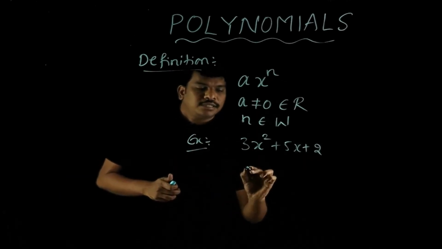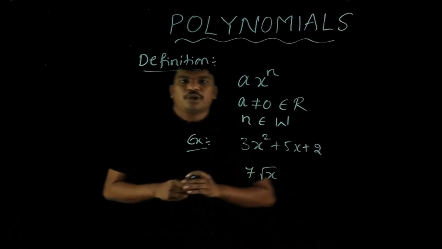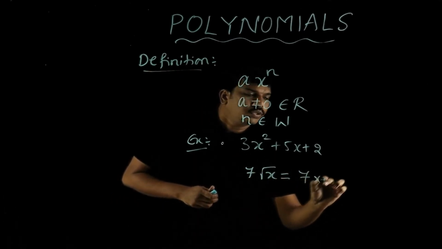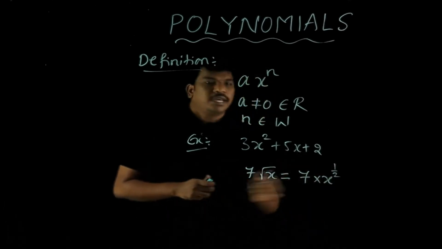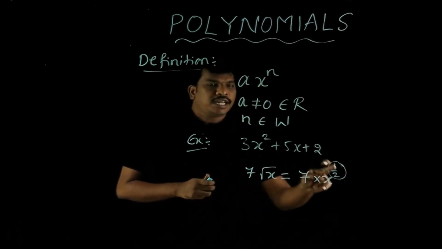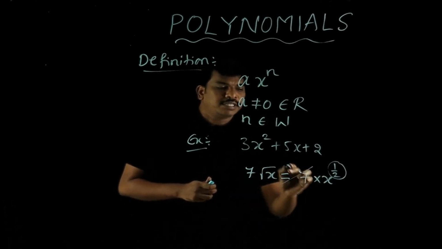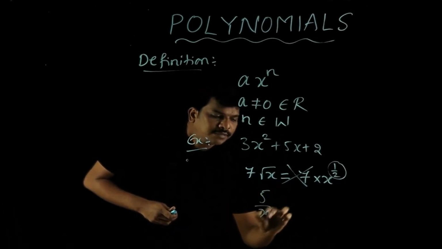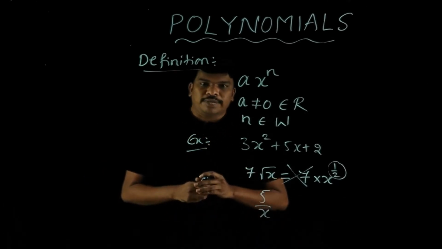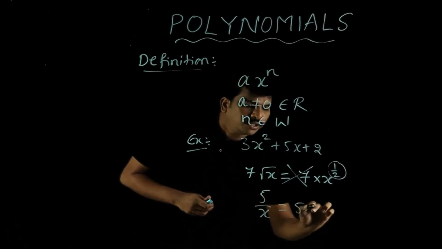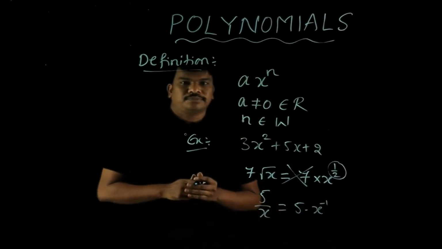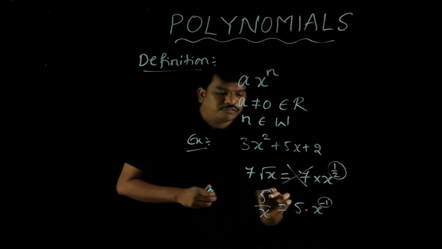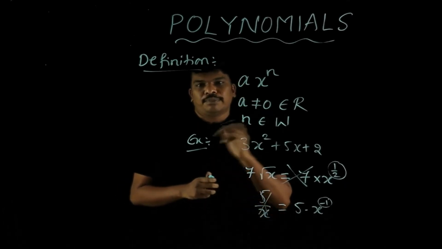Now I am taking 7 root x. Is it a polynomial? No, because it can be written as 7 into x to the power of 1 by 2. Here the power 1 by 2 is not a whole number. Therefore, it is not a polynomial. Similarly, 5 by x. Is it a polynomial? No, because it can be written as 5 into x to the power of minus 1. Here once again the exponent is not a whole number. Therefore, 5 by x is also not a polynomial.